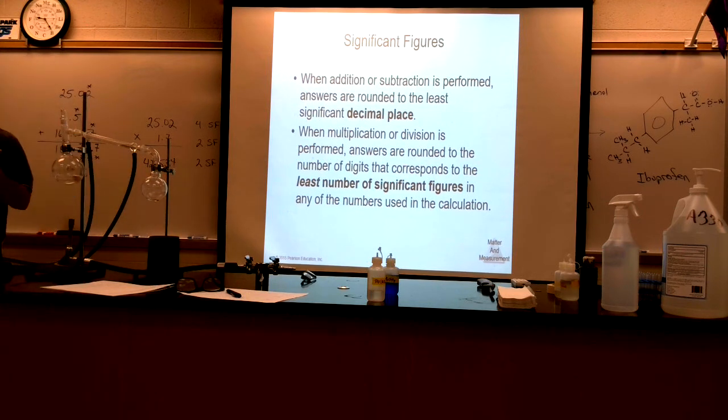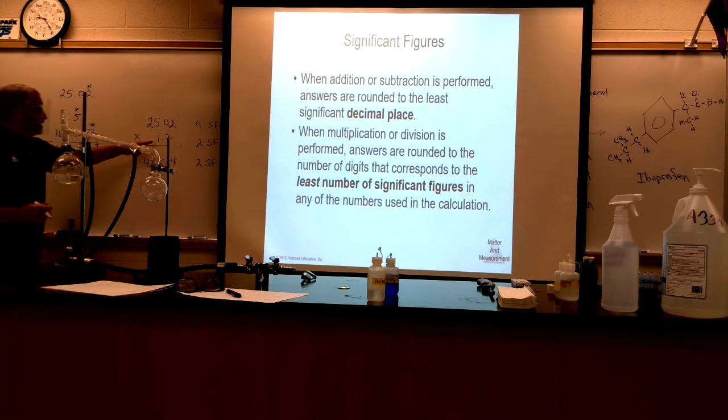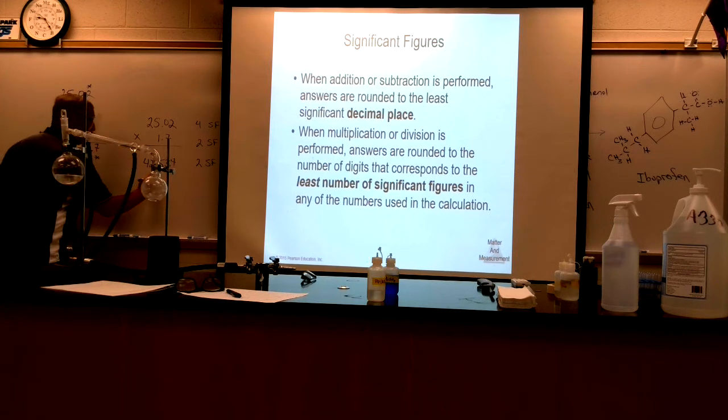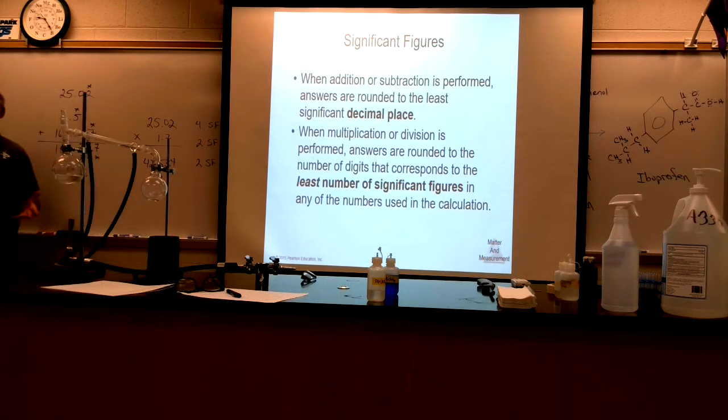But sig figs tells us where do I need to round it off to? Okay, only 2 sig figs, so it's just going to be 43. So that's the most accurate I can report my answer. That's the point of sig figs, because your calculator is going to give you all these decimal points. Okay?